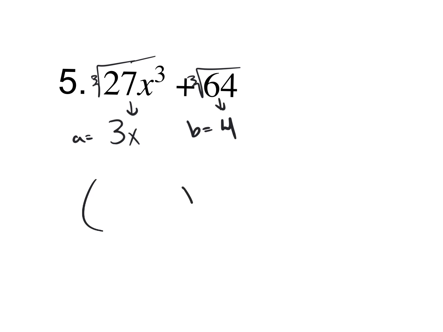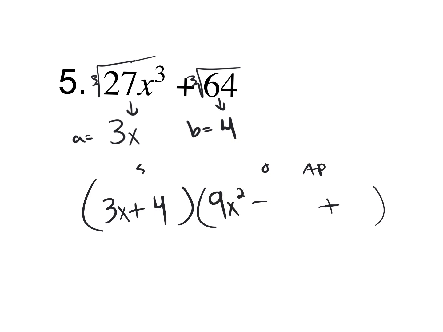Setting up our parentheses again. Looking at the signs: same, opposite, always positive. We'll end up with addition, subtraction, then addition. So now just plugging in the 3x and the 4 into the first set of parentheses. And this time we'll just work from left to right. This first one we get by taking the a value and squaring it. In this case, we had 3x as the a value, so 3x times 3x ends up being 9x squared.